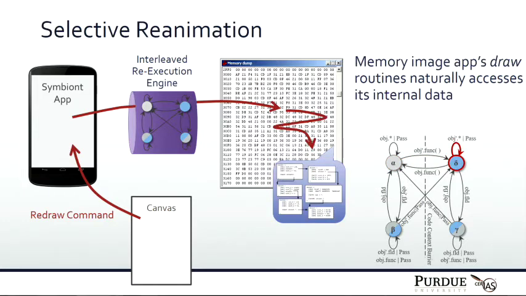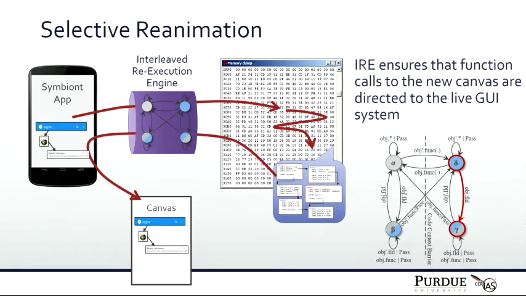At this point, the memory image app's drawing routines are going to execute naturally and handle all of that internal data that only they know how to. And this is going to cause all of that previously lost GUI data to be rebuilt from the internal data in the memory image. Finally, the drawing routines are going to begin to fill that canvas. But the IRE is going to realize that the canvas is not from the memory image. It comes from the live GUI environment. And so it's going to correct that execution back into the live GUI environment to fill up the canvas with the GUI data.